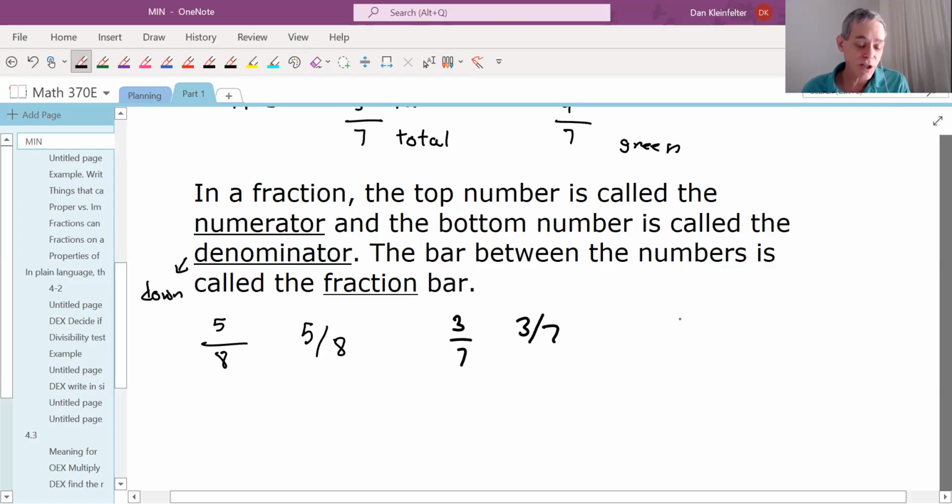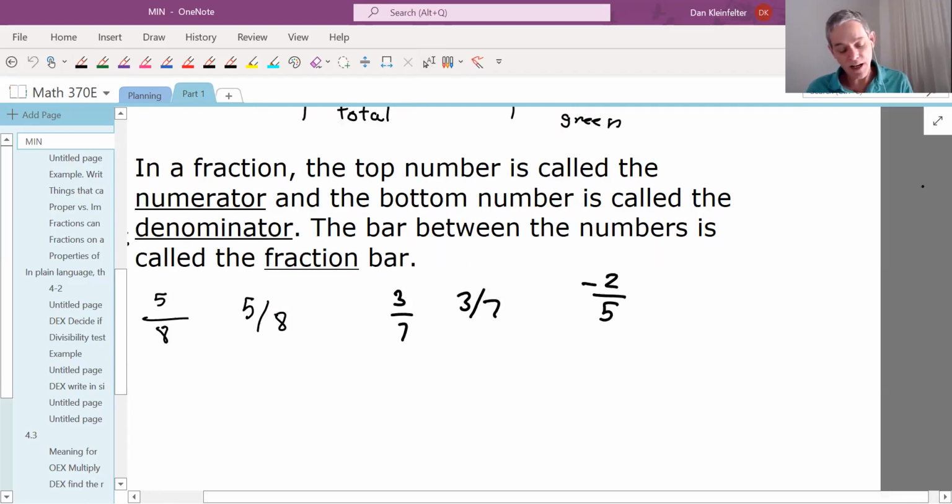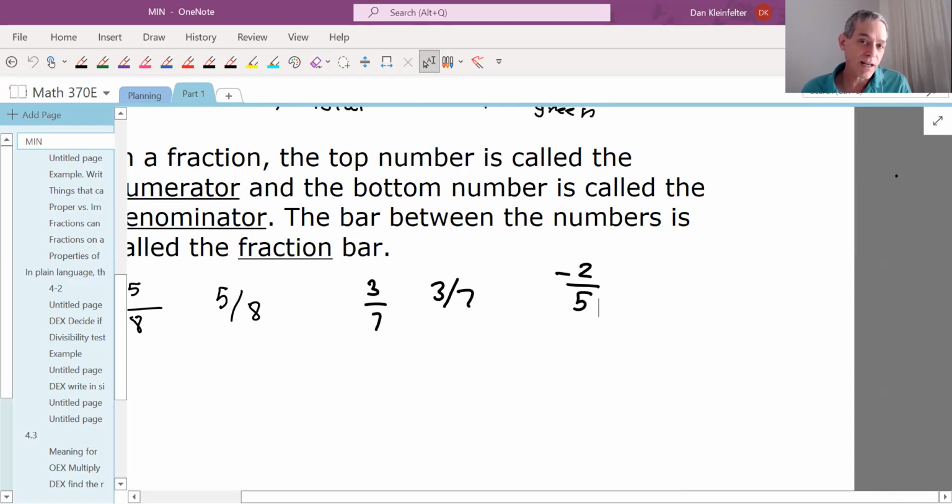We can have fractions that are negative. Negative 2/5 is an example of a negative fraction. By the way, with negative fractions, there's a variety of places we can put the negative sign. You may see it in front of the numerator, as I've done here, that is in front of the 2. You could see it in front of the entire fraction, that's negative 2/5. And then technically you can see it in front of the bottom number, the denominator as well.